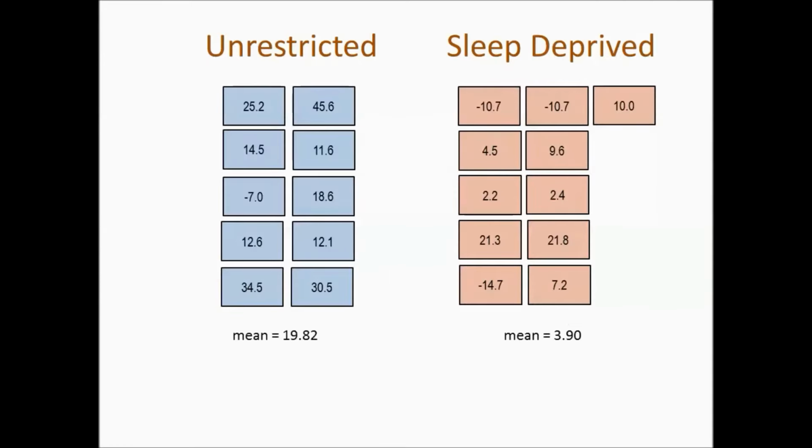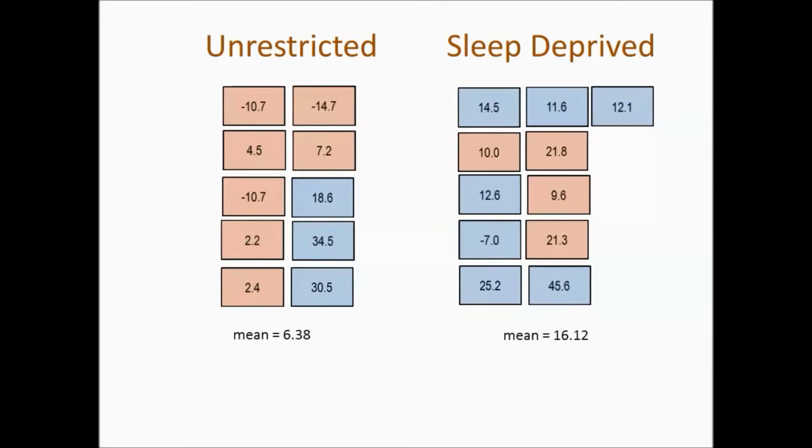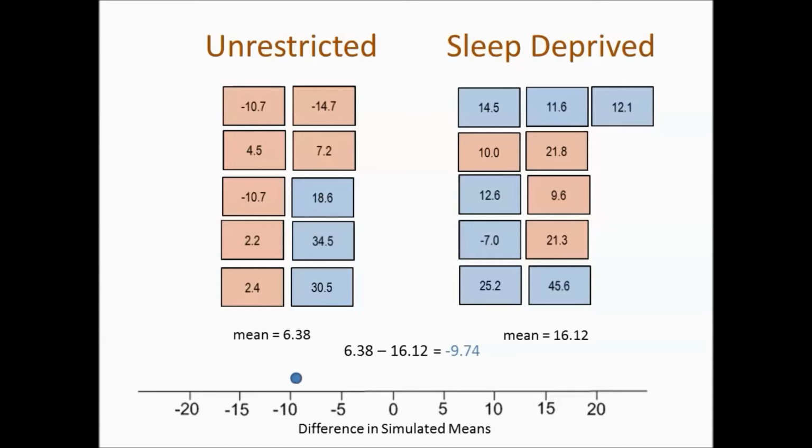Let's try this out. Here are cards representing the results from the actual study, with 10 blue cards representing the improvement times for those in the unrestricted group, and 11 red cards representing the improvement times for those in the sleep-deprived group. We shuffle the cards and deal them into our piles of 10 and 11. In doing so, just by chance, the unrestricted group mean improvement time is 6.38 and the sleep-deprived mean time is 16.12. This gives us a difference in means of a negative 9.74, and this becomes the first dot in our dot plot of could have been values.